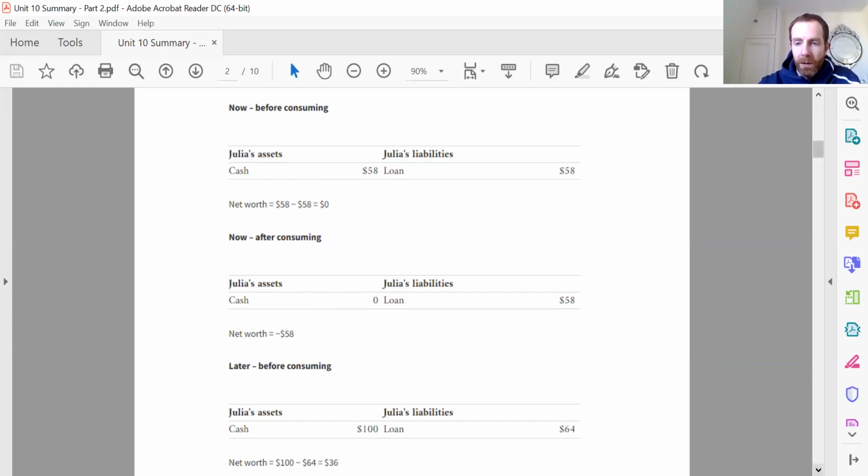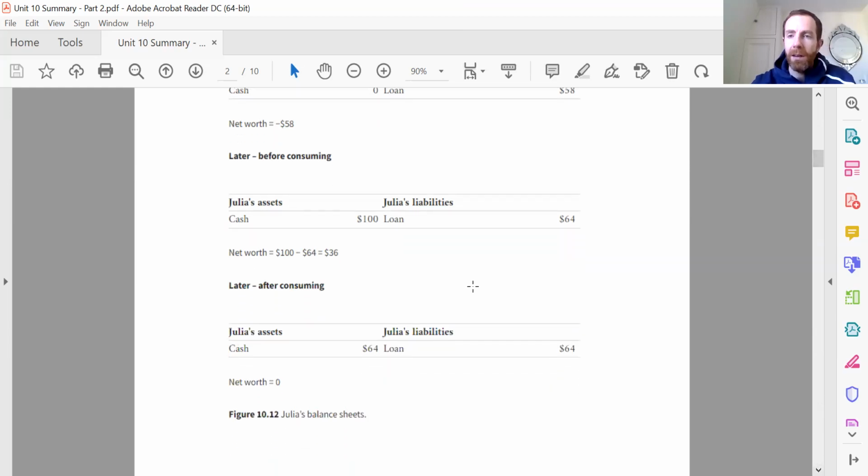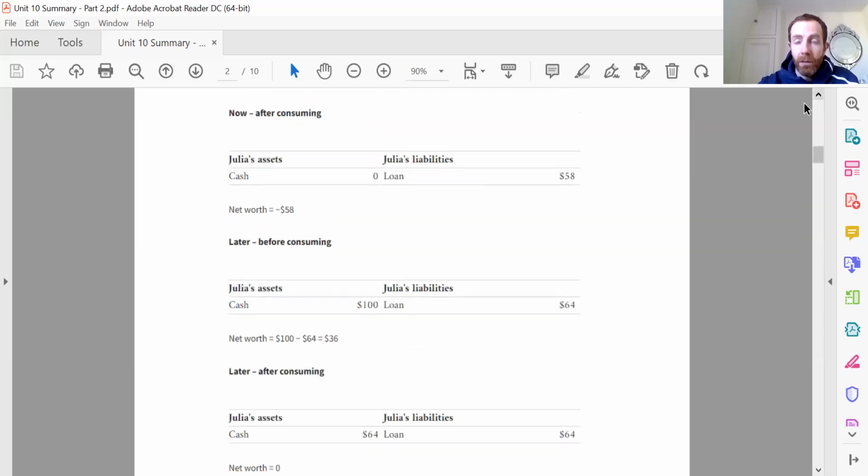So then we jump forward to the future. And in the future, this is where we know Julia is going to get her income, her endowment. And so we've got a couple of changes to her balance sheet. The first is on the asset side. She now has $100 in cash, right? That's the endowment, the income that's come in. And now something's happened on the liability side. Her loan has now jumped up to $64. Well, why? Because we're assuming that now some interest has accrued. And these are approximations here, but we saw earlier on that Julia was maybe borrowing at a rate of 10% interest.